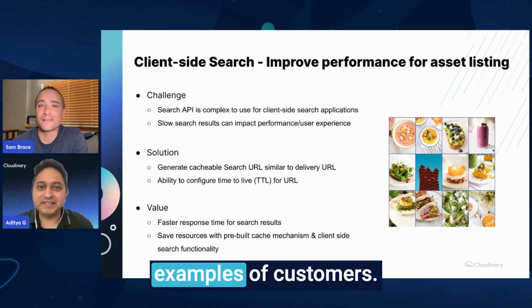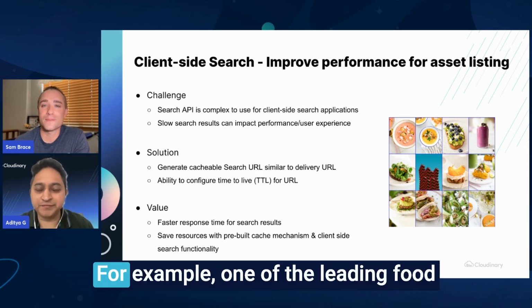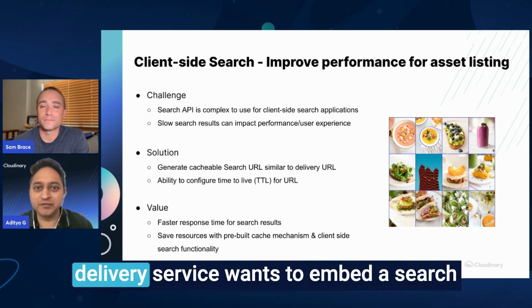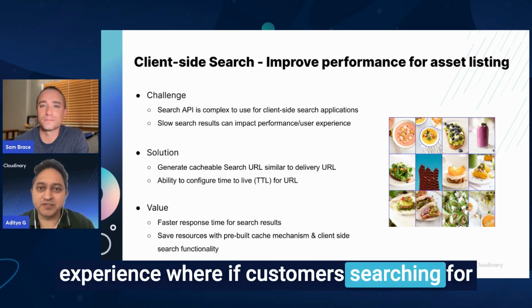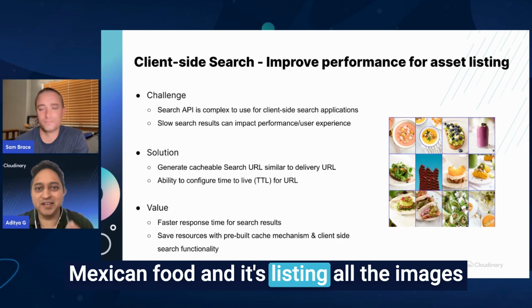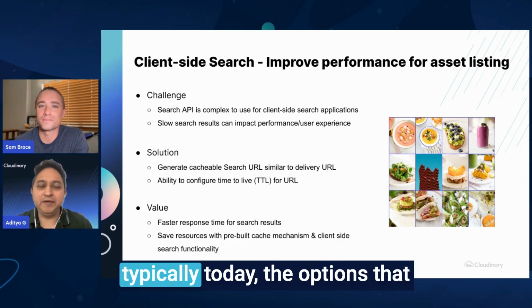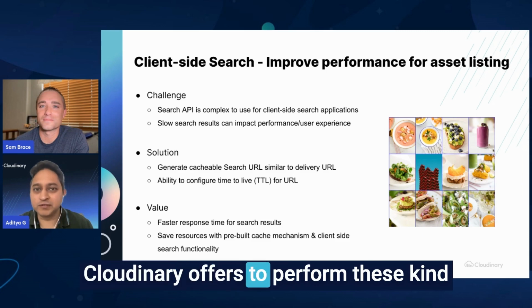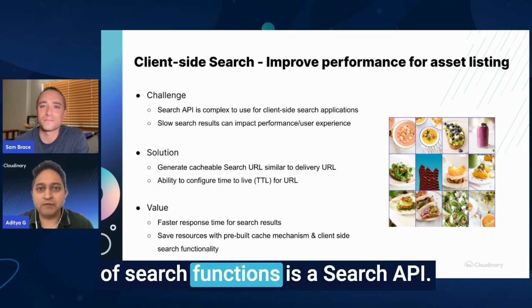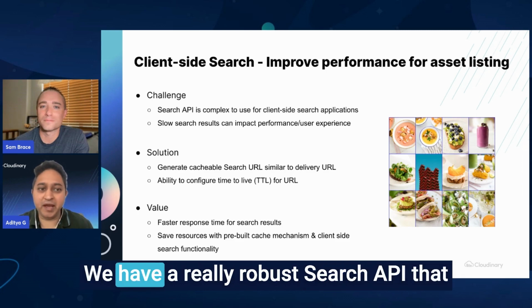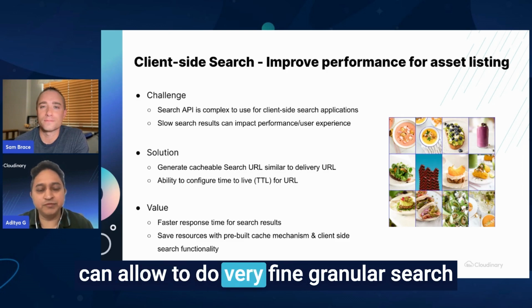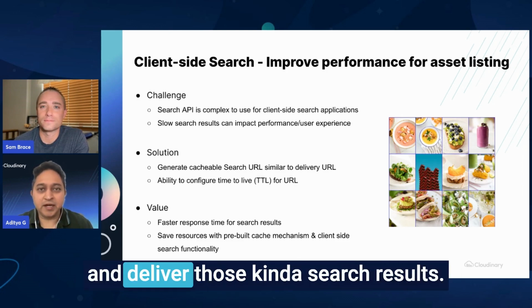Yeah, we have several examples of customers. For example, one of the leading food delivery services wants to embed a search experience where if a customer is searching for Mexican food, it lists all the images of tacos and Mexican food. And these are typically today the options that Cloudinary offers to perform these kinds of search functions: a search API. We have a really robust search API that can allow very fine granular search and deliver those kinds of search results.